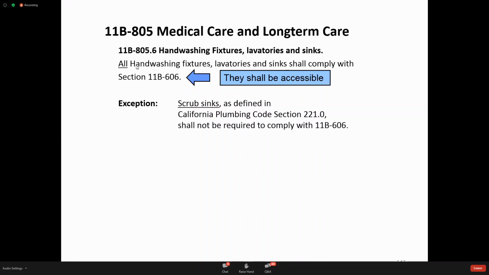All hand washing fixtures, lavatories and sinks shall comply with section 11B-606, which is effectively saying they shall be accessible. There's an exception for scrub sinks. So going back to OSHPD's interpretive document, they make this abundantly clear. All means all. All hand washing fixtures, all lavatories, all sinks. You're not going to get an exception for hardly anything.